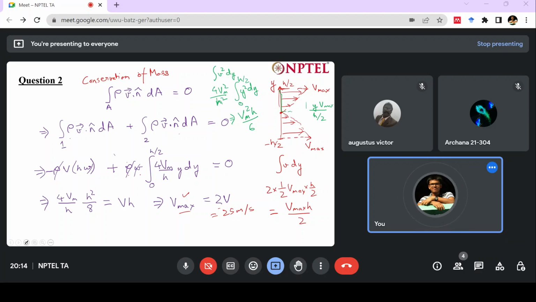This will be equal to 6. Please confirm if there is any calculation mistake.